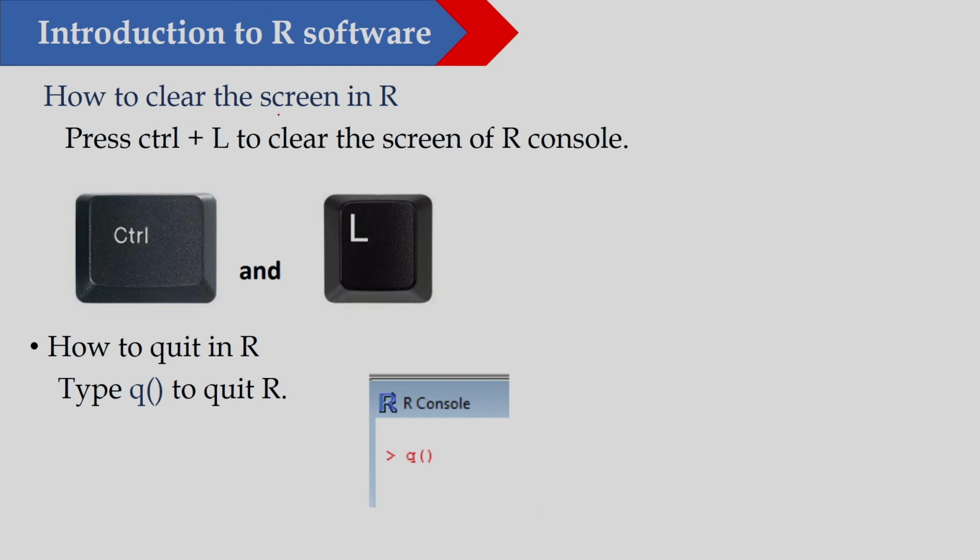Now, how to clear the screen in R? You can press Control L to clean the screen. So, I can do Control L, and similarly I can quit R by writing q. So, by writing q I can quit R. You can close the R program by writing q.